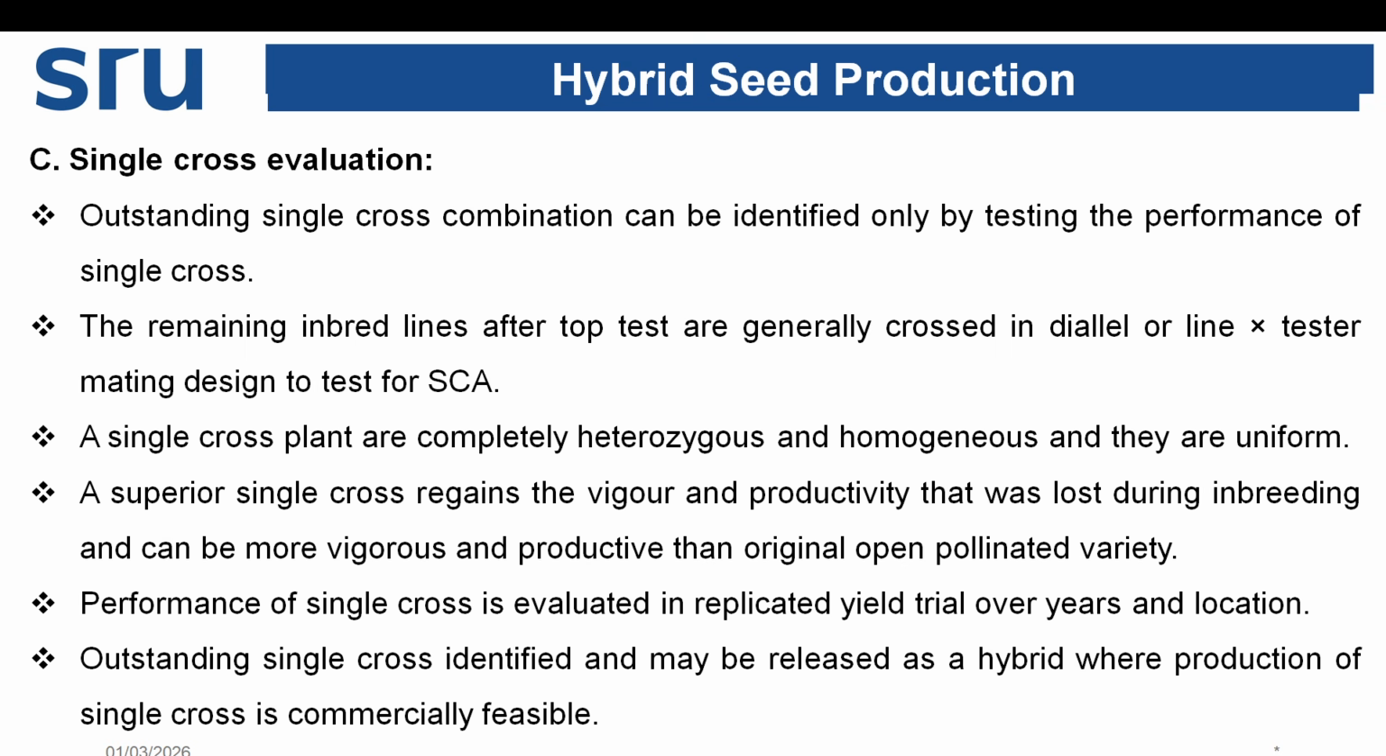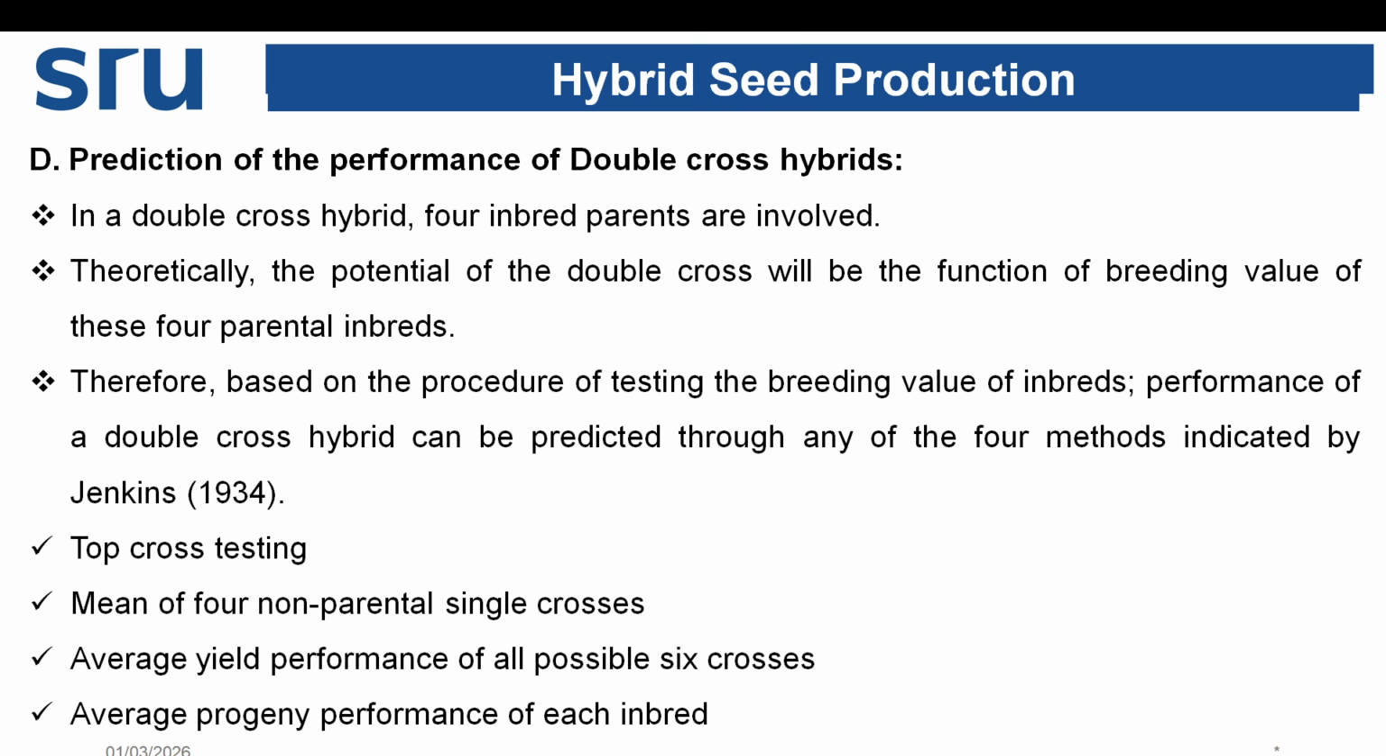Outstanding single cross identified and may be released as a hybrid where production of single cross is commercially feasible. Then the fourth method, that is prediction of performance of double cross hybrids. So in a double cross hybrid, 4 inbred parents are involved. Theoretically, the potential of the double cross will be a function of the breeding value of these 4 parental inbreds.